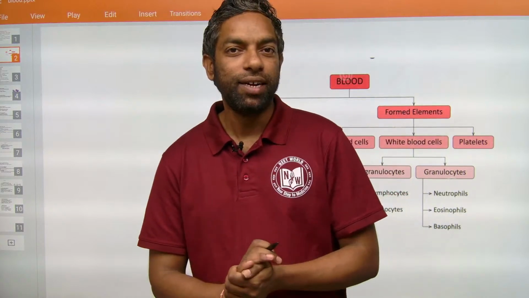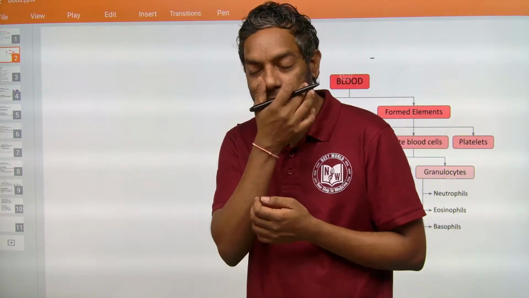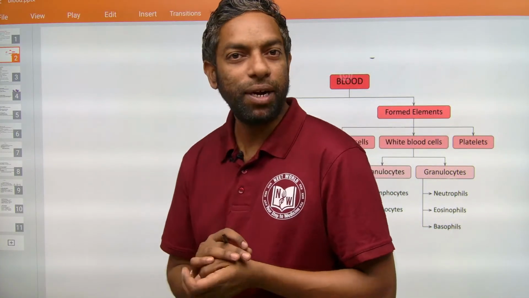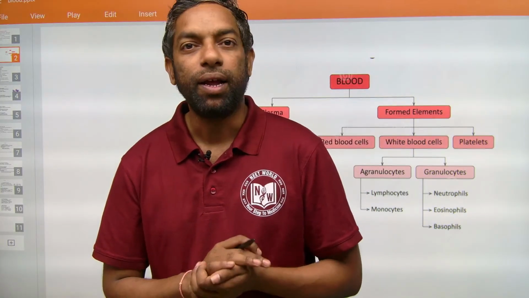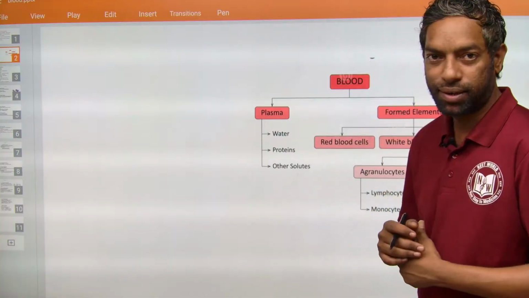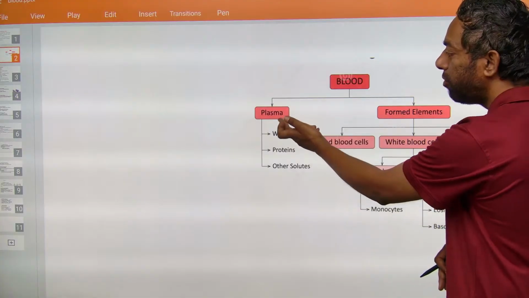Hello guys, today another important topic in the 100 days concepts, that is blood. Yesterday's class we completed plasma. In the blood there is plasma. Today we are going to discuss the blood cells. This is the composition of blood. We completed plasma in the previous class.